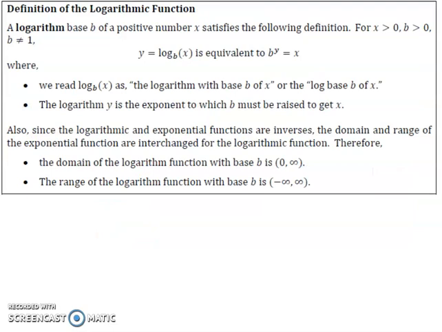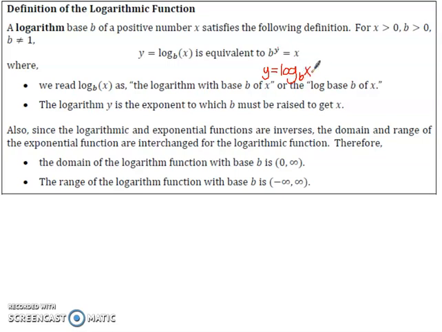So a logarithm is going to take your exponential function and isolate the exponent. So here I have b to the power of y is equal to x. Well, the log function is going to isolate that y, so y is going to be equal to the log with a base of b of x.